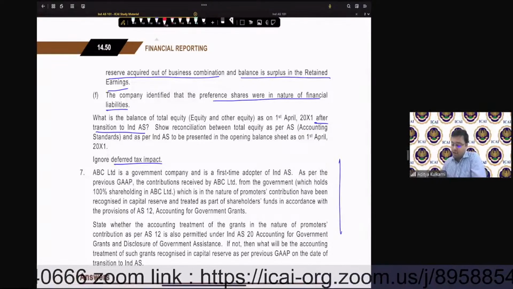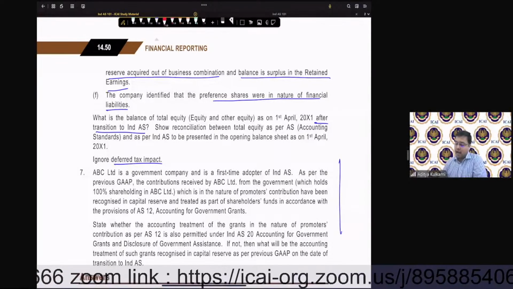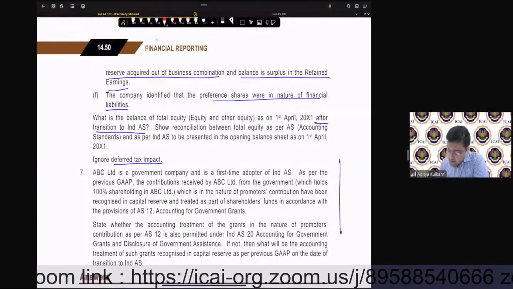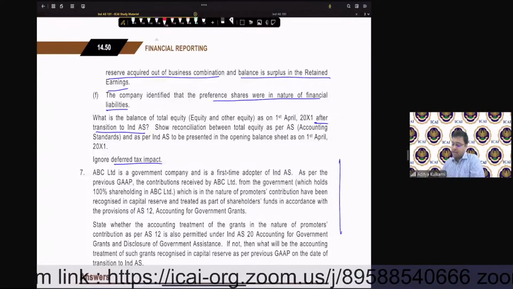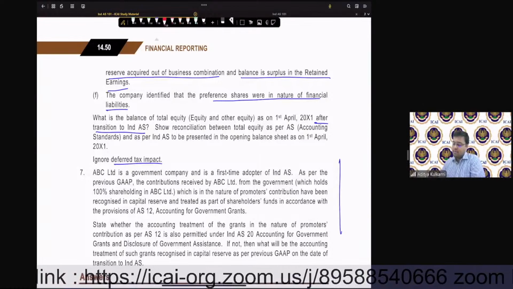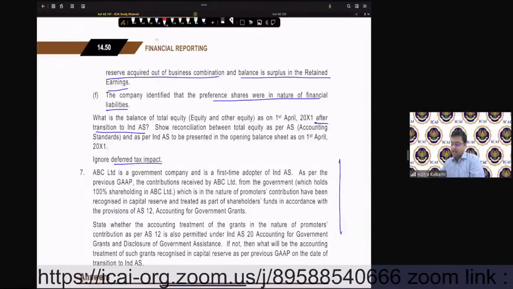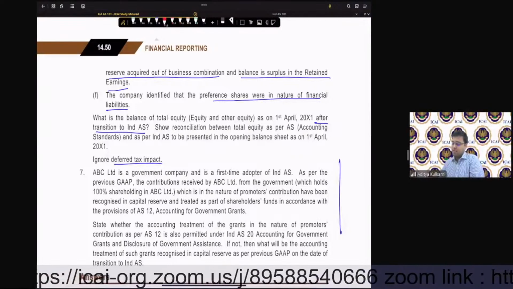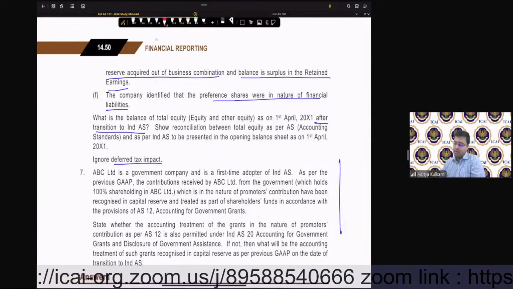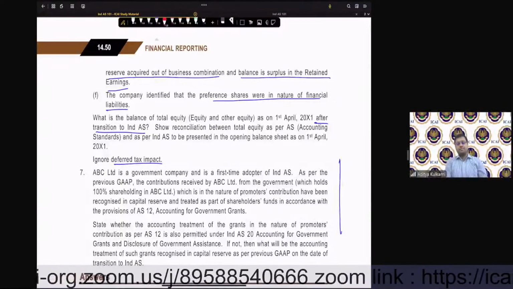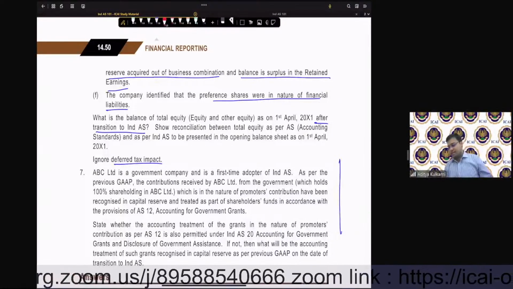What is the balance of total equity as on 1st April 20x1 after transition to Ind AS? Show reconciliation between total equity as per AS and as per Ind AS to be presented in the opening balance sheet as on 1st April 20x1. Ignore the deferred tax impact.